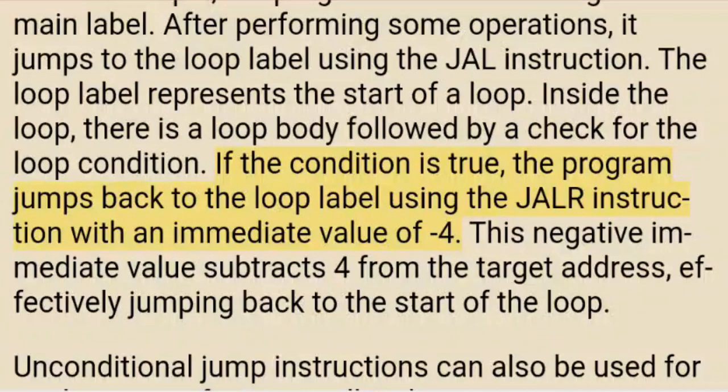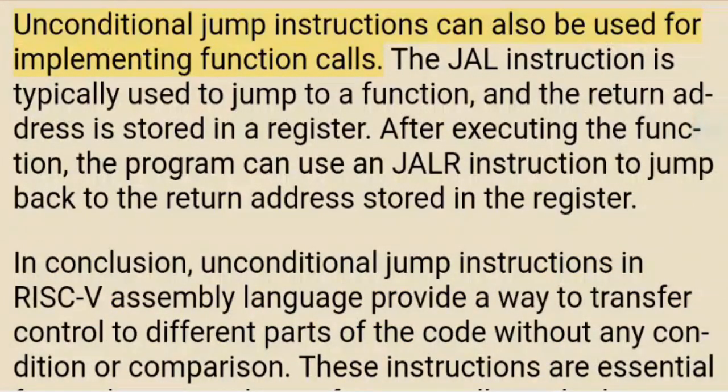If the condition is true, the program jumps back to the loop label using the JALR instruction with an immediate value of -4. This negative immediate value subtracts 4 from the target address, effectively jumping back to the start of the loop. Unconditional jump instructions can also be used for implementing function calls. The JAL instruction is typically used to jump to a function, and the return address is stored in a register.